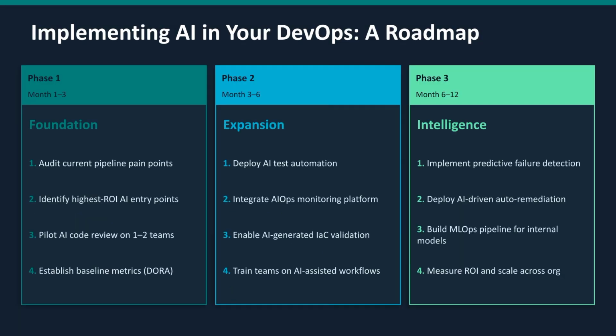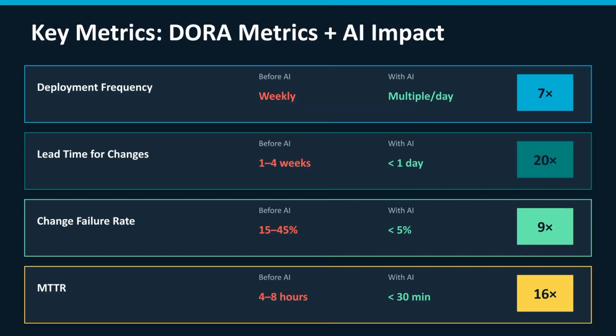Implementing AI in DevOps follows a roadmap, starting with a foundation phase to audit pipelines and identify AI entry points. This progresses to expansion with AI test automation and AIOps integration, culminating in intelligence with predictive failure detection and MLOps. AI dramatically improves DORA metrics.